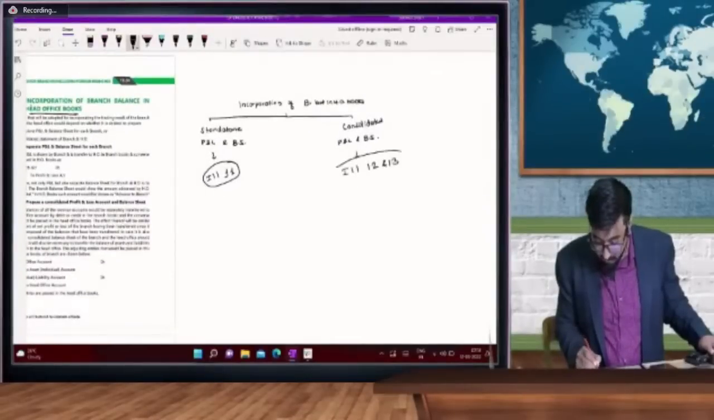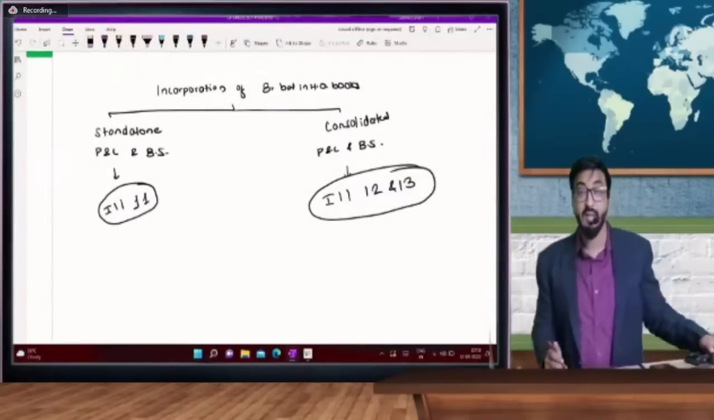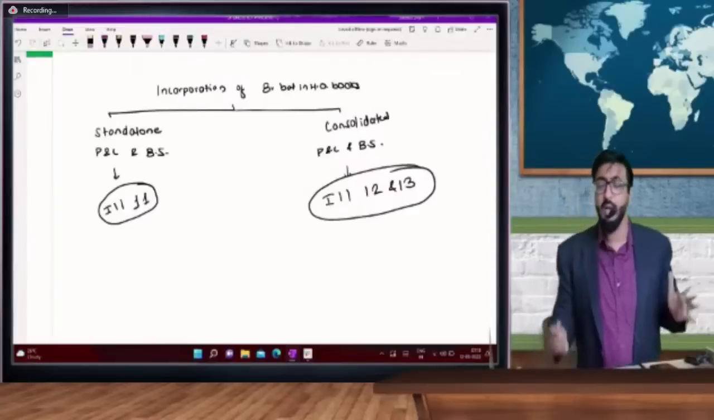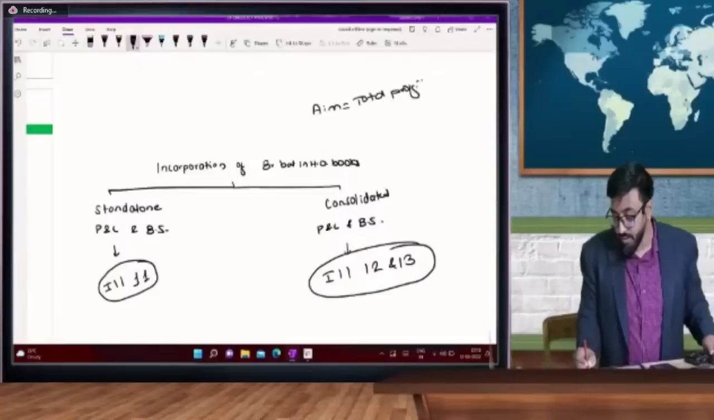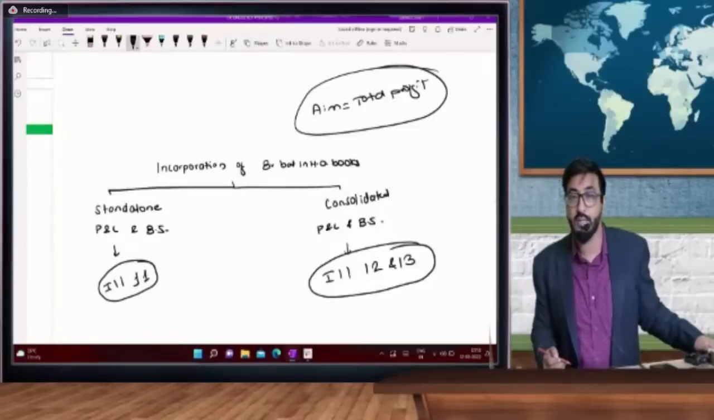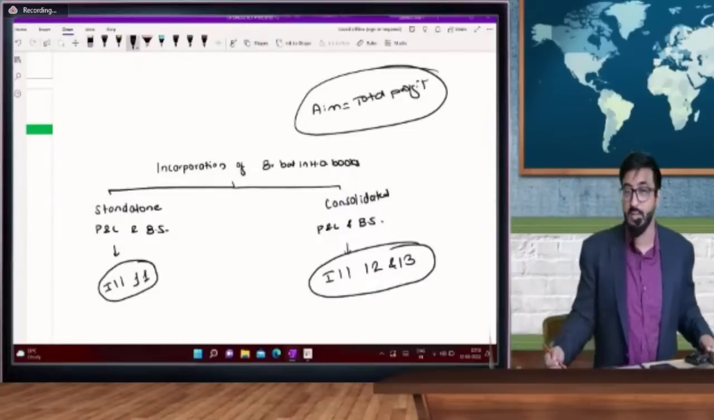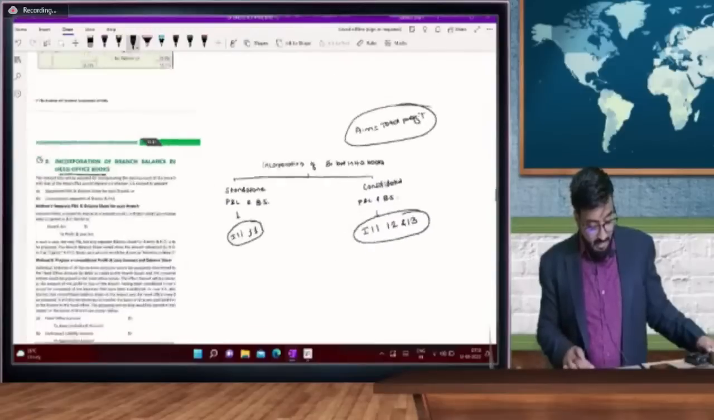And I will explain the process now. So incorporation of branch balance in head office books. It's very simple. What is your aim? Aim is total profit. Your objective is total profit. And that we are finding out by using standalone profit and loss account and balance sheet, and consolidated profit and loss account and balance sheet. It's very simple.